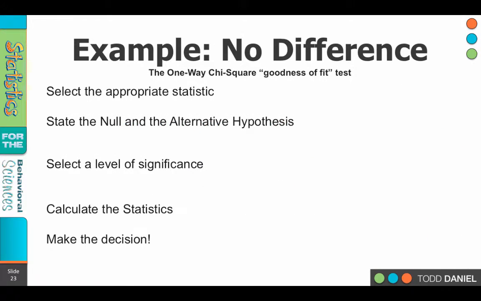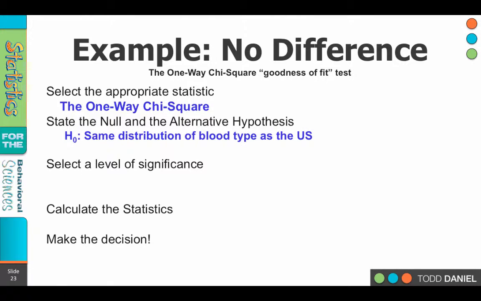The first thing that we should ask ourselves is, what is the appropriate statistic? And it is the one-way chi-square test. Our null and alternative hypothesis. This time our null is going to be that the distribution of blood type will be the same as in the United States. Our alternative hypothesis: not the same distribution of blood type as the United States. And we could be more specific and list the name of the other country and so forth.